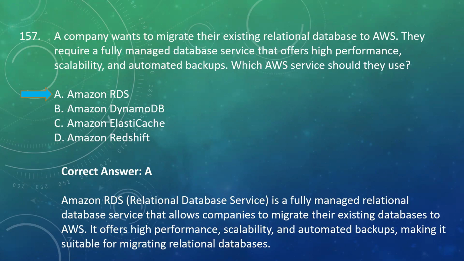Now, you might be tempted to choose DynamoDB here because it is also a managed service and does offer high availability, scalability, and automated backups as well. But remember, DynamoDB is a NoSQL database and is not suitable for migrating any existing relational database. So the keyword to answer this question is relational database, apart from obviously looking at high performance, scalability, and automated backups. Amazon ElastiCache is an in-memory caching service, and Redshift is a fully managed data warehousing service here. So they are obviously not the correct choice in this case.